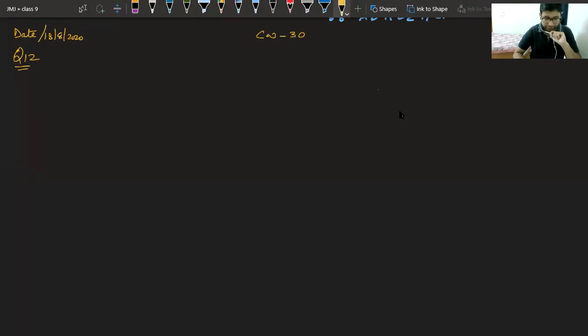Let us start exercise 8.1, last question, that is question number 12. ABCD is a trapezium in which AB is parallel to CD.